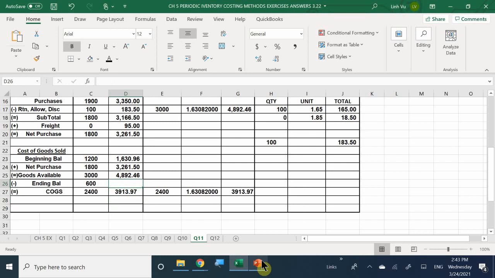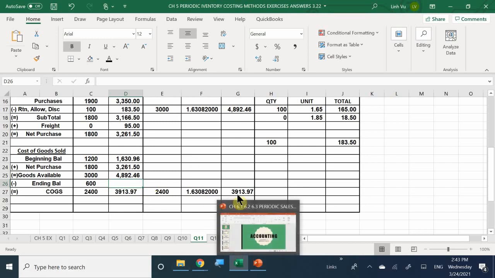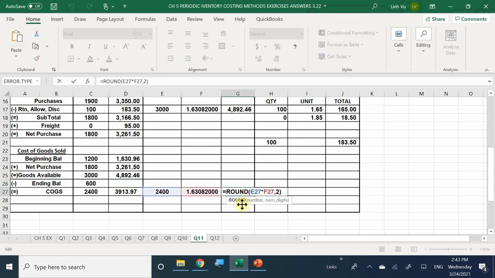For the total cost, before when we did the equal round, we did equal round parentheses. The 2,400, you can either type it in or you could cell reference it. I cell referenced. Times the cost. Yes, times the cost. Comma 2. Okay, and then you put that into total cost.